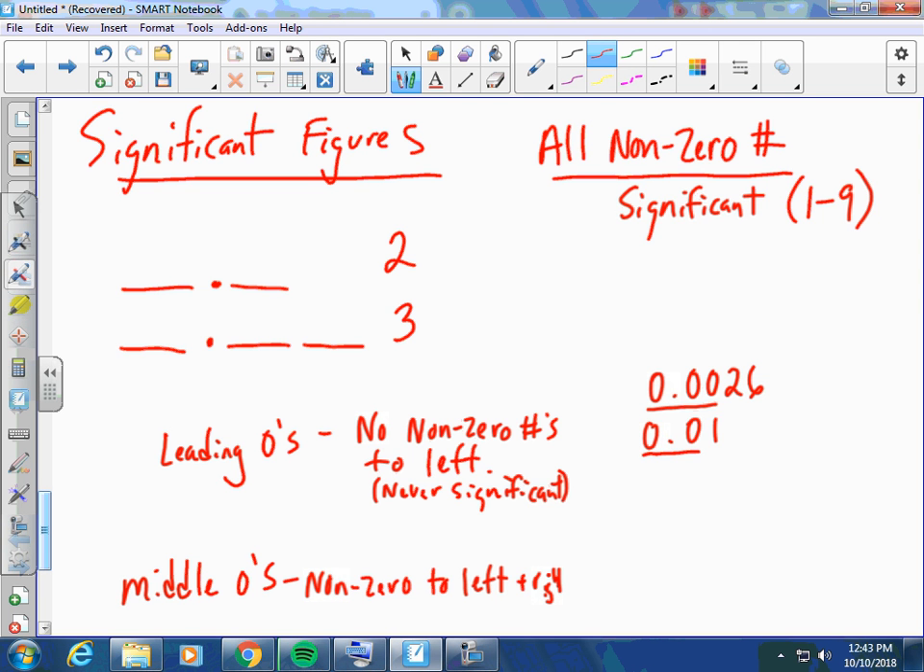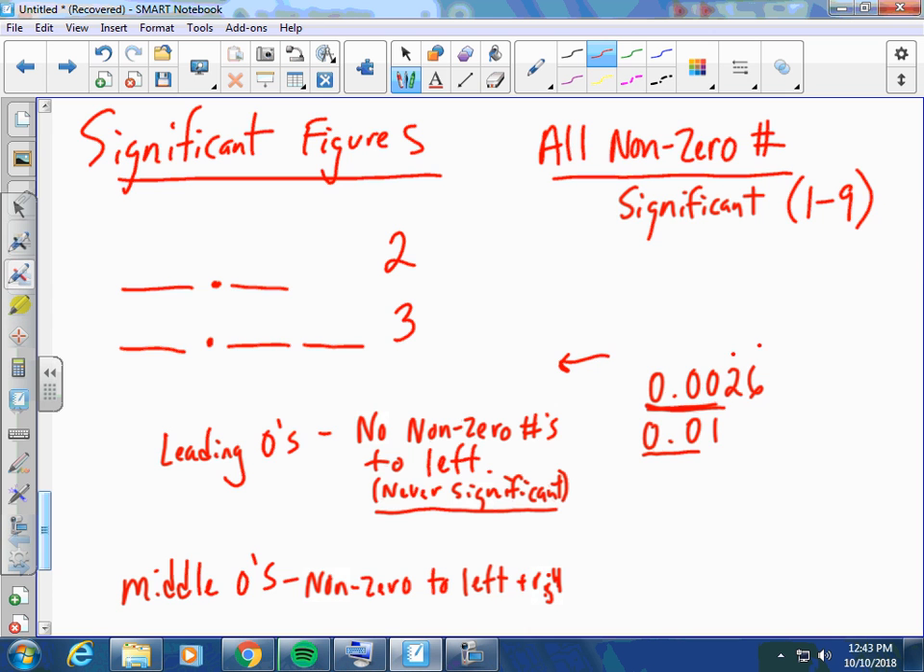Those would be leading zeros, because if I look at this number, the first thing I do is I mark which ones are non-zero, because those are significant. So in the first number, 0.0026, I would mark the 2 and the 6. I know that those are significant because they're non-zero. When I look at these zeros here, there's no non-zero numbers left of them. That means they're leading zeros. They are never significant. All right?